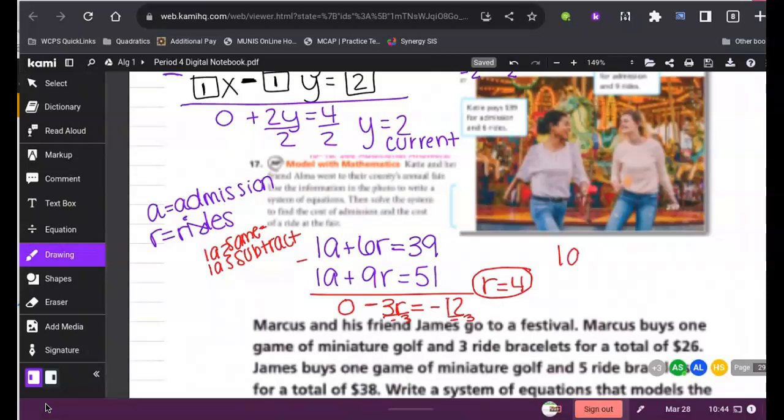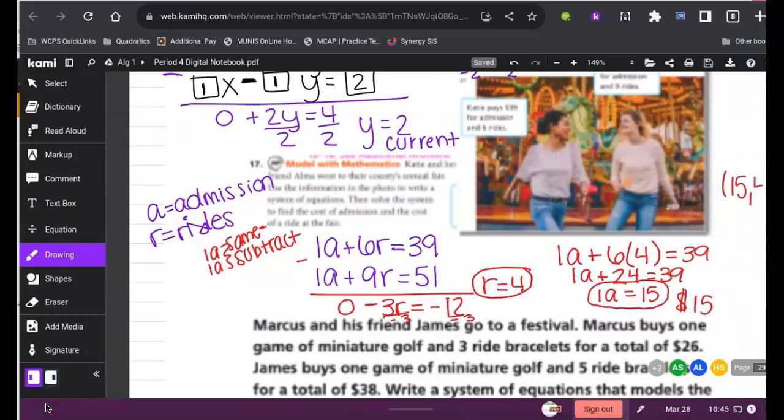Now I need to figure out how much the admission is. So I'm going to use my original equation and plug in 4 for R. I get 1A plus 24 is equal to 39. I'm going to subtract 24 on both sides, so I get that 1A is equal to 15. So the admission costs $15 and the rides cost $4. So our solution is (15, 4).